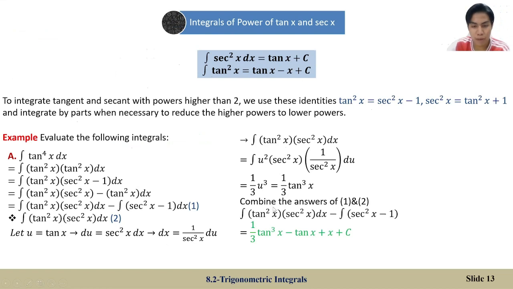And then we combine the answers from equation 1 and equation 2. We will have the answer, which is 1 over 3 tangent to the power of 3 x minus tangent x plus constant c.